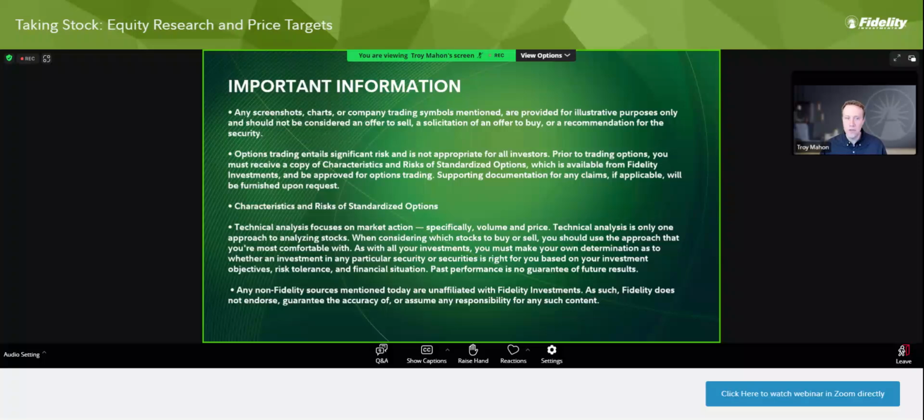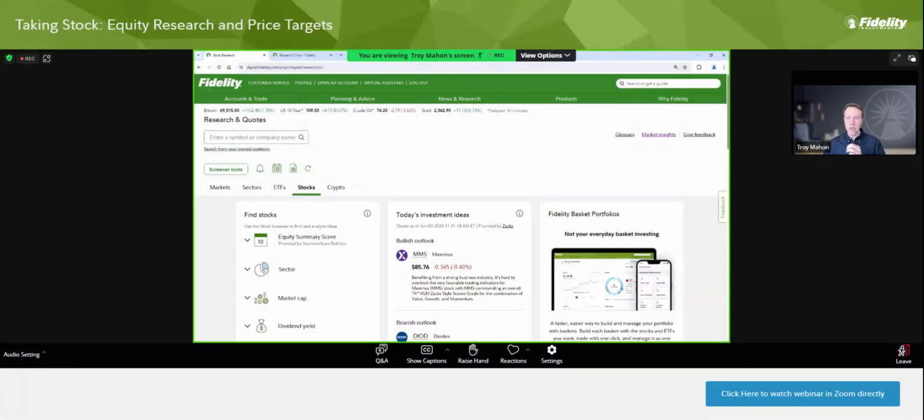Head over to fidelity.com. Now, where we're going to spend most of our time is the News and Research tab, and you're going to go to Stocks. You could also look at Markets and Sectors or ETFs. It's going to really lead you to more or less the same spot. But if you're following along, go to News and Research and click Stocks.